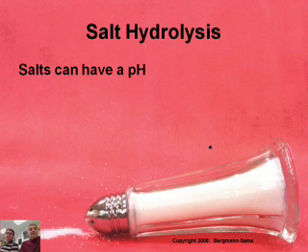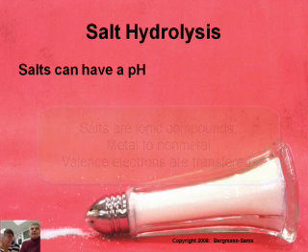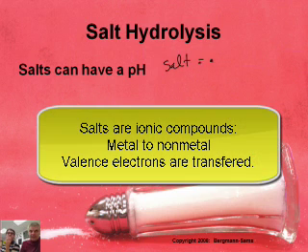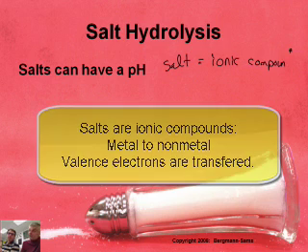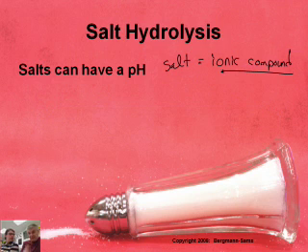But salts can have a pH. Some salts. Now, what does salt mean? A quick review: a salt is an ionic compound. Remember, salt equals ionic compound. Now, some have a pH and some don't. Like your typical table salt, NaCl, sodium chloride, pH 7. It does not have a pH effect. But some salts can.